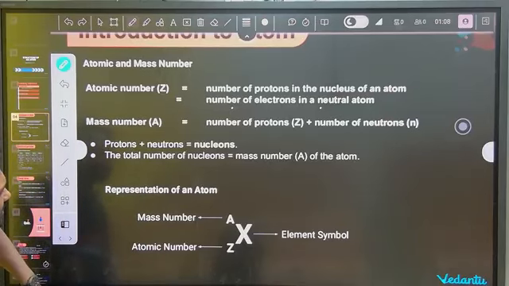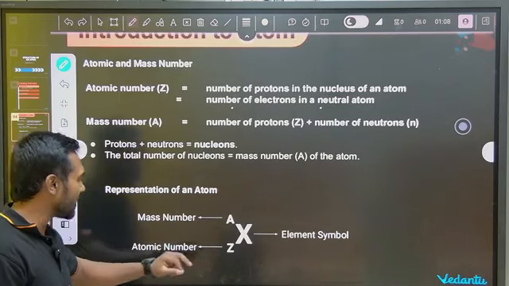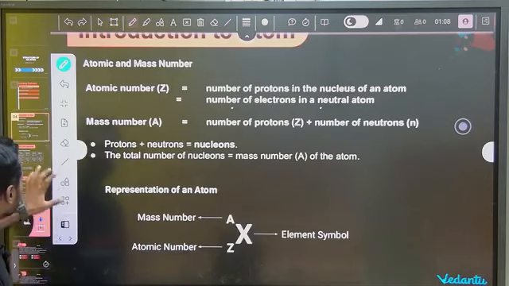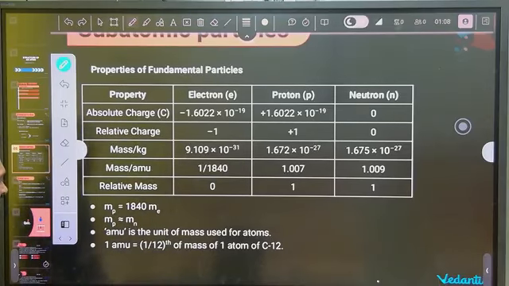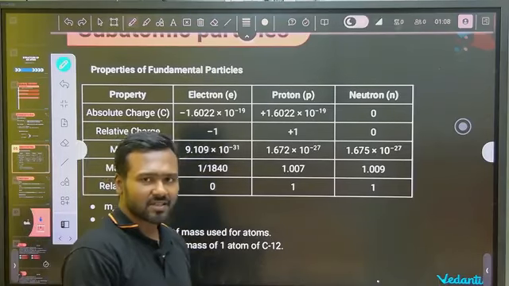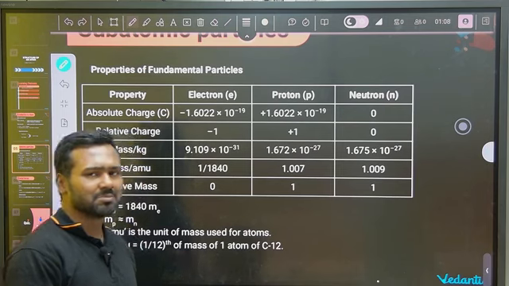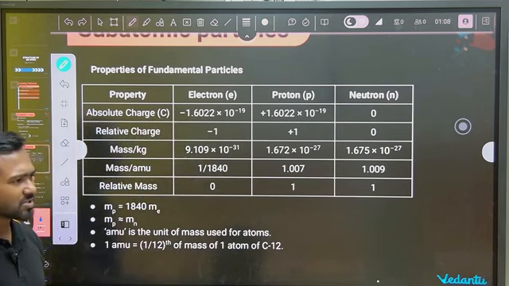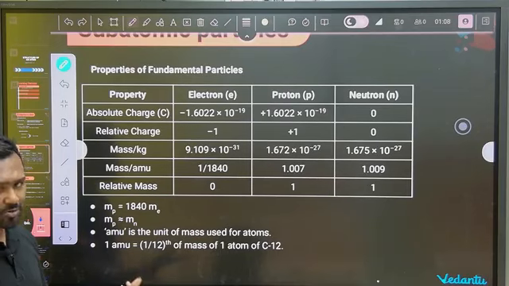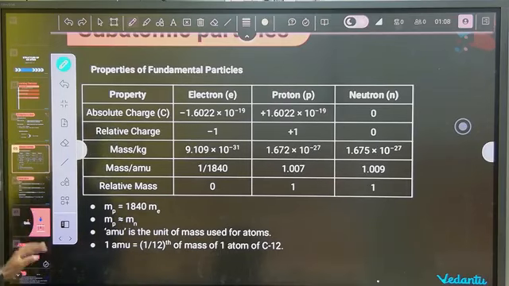Next, you know this representation: the mass number is written above and the atomic number below. These values you have to remember, it's a general thing. It's not that important, and questions on it are basic. If you remember, it's better.